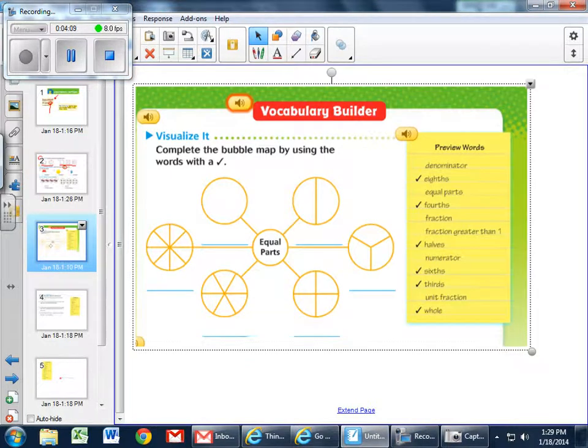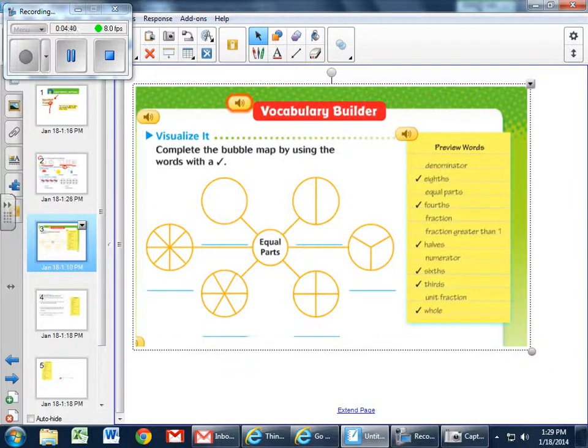Looking at the top of the next page, you have a vocabulary builder. As I said, we're going to have lots of new vocabulary. On our last 4 chapters previous to this, we had math vocabulary, but a lot of it duplicated over between the chapters and related to each other. Now we're starting a new concept with new vocabulary. So these are very, very important. So we're going to spend just today looking at only vocabulary. We're going to complete the bubble map by using the words with a check mark.